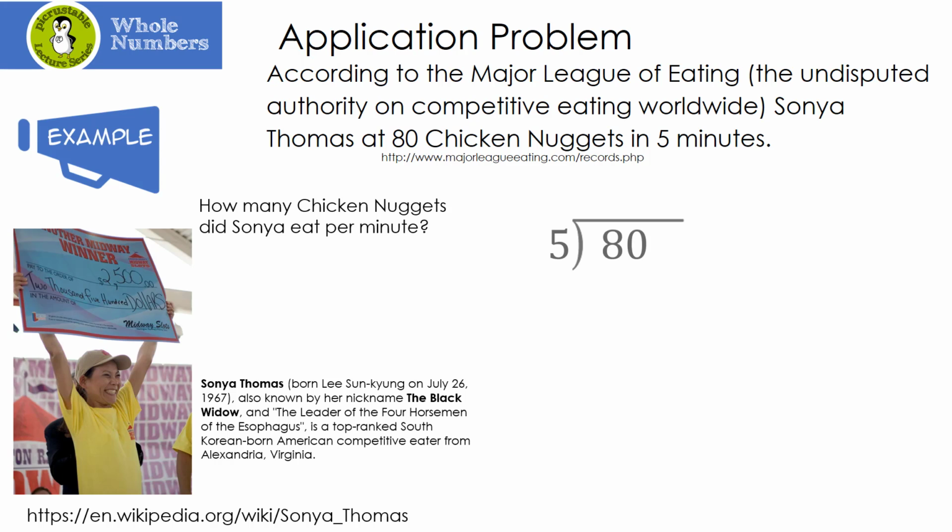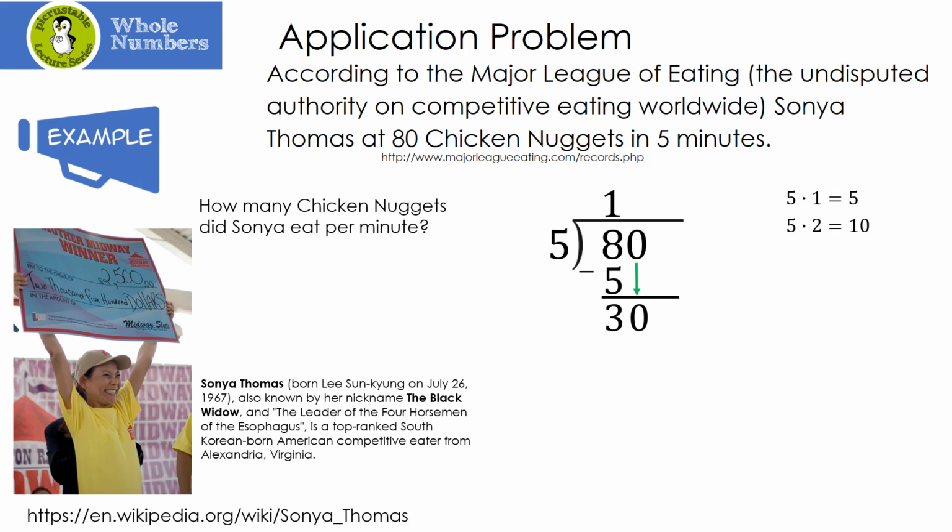What are we going to do? We're going to take the 5 minutes, divide it into the 80 chicken McNuggets. Let's do our multiplication. 5 times 1 is 5. 5 times 2 is 10. It looks like we can only do 1 5. So we're going to put our 1 here. We're going to subtract our 5. And we end up with 3. We're going to bring down our 0.